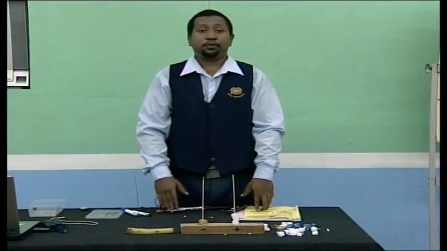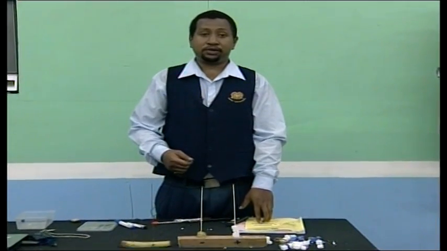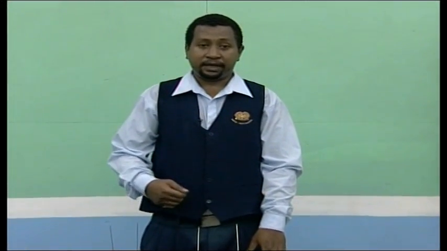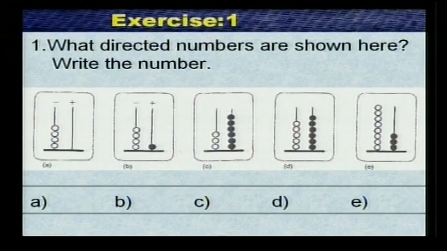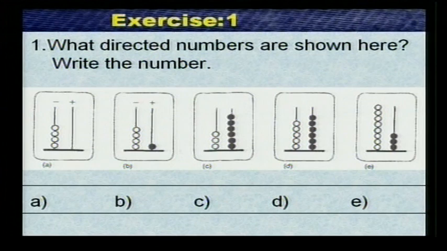Seventies and receiving students, we are going to continue practice using the abacus to find directed numbers. Here is the exercise on the screen for you. The exercise on the screen says, what directed numbers are shown here? Write the directed number. Seventies and receiving students, you have to use your abacus to solve the following exercises or problems on the screen. You have 5 of them, A, B, C, D, and E. You can work in your groups or in pairs. You can start now.